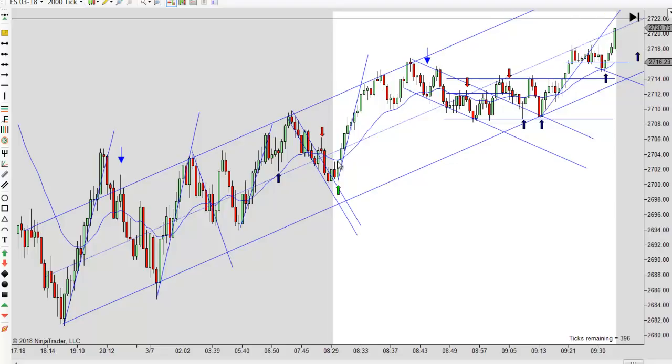I like having a buy stop right above. Let me make this a little bigger.